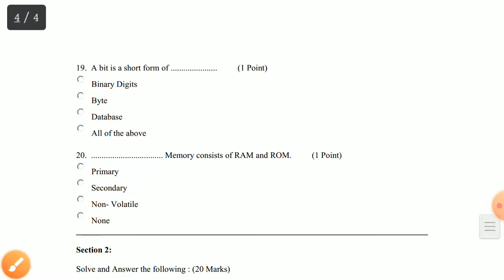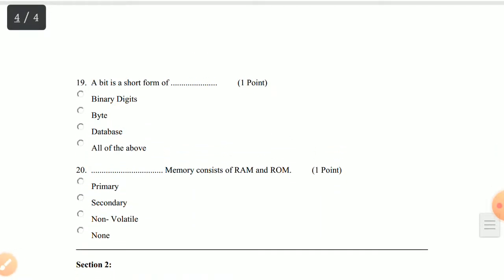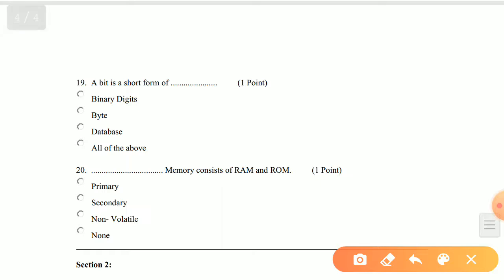Now we are left with only two questions. See the 19th one. A bit is a short form of what? It is a short form of binary digits. I hope you all have done that part correctly. 20th one. Dash memory consists of RAM and ROM. Obviously it is primary memory. Okay, it contains RAM as well as your ROM.